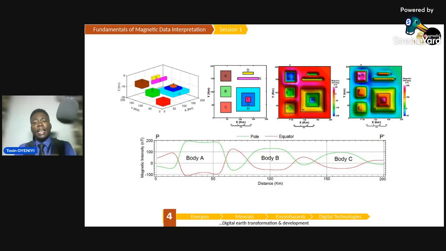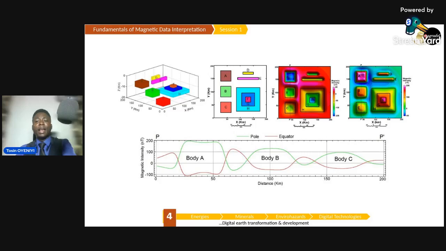So in the parameters that were used to generate this synthetic magnetic data, we are looking at bodies A, B, and C, because the profile was taken across bodies A, B, and C. The body A actually has the highest magnetization.